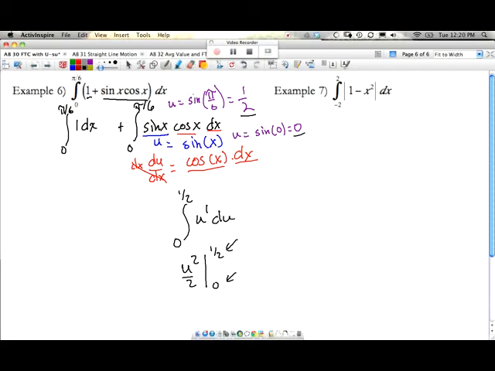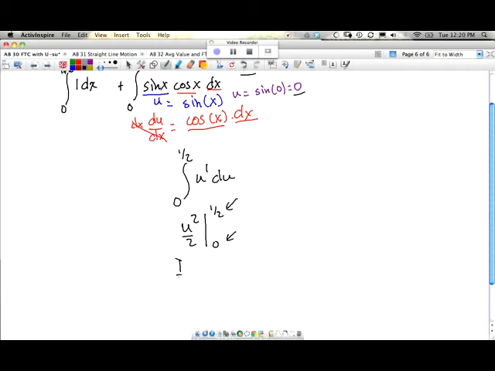This would equal 1/2 times 1/2 squared minus 1/2 times 0 squared. Well, the second term is 0, no problem. First term is 1/2 squared, that's 1/4, times another 1/2, 1/8. That would be your final value.